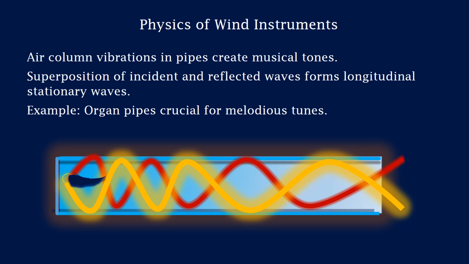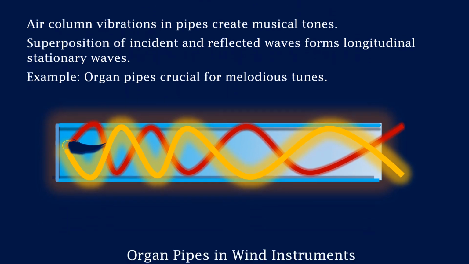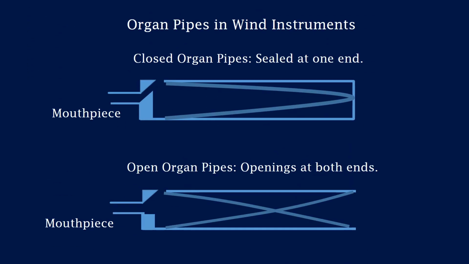Organ pipes in wind instrument. Closed organ pipe. In a closed organ pipe, when air is blown lightly at the open end, the air column vibrates in its fundamental mode. This mode features a node at the closed end and an antinode at the open end.